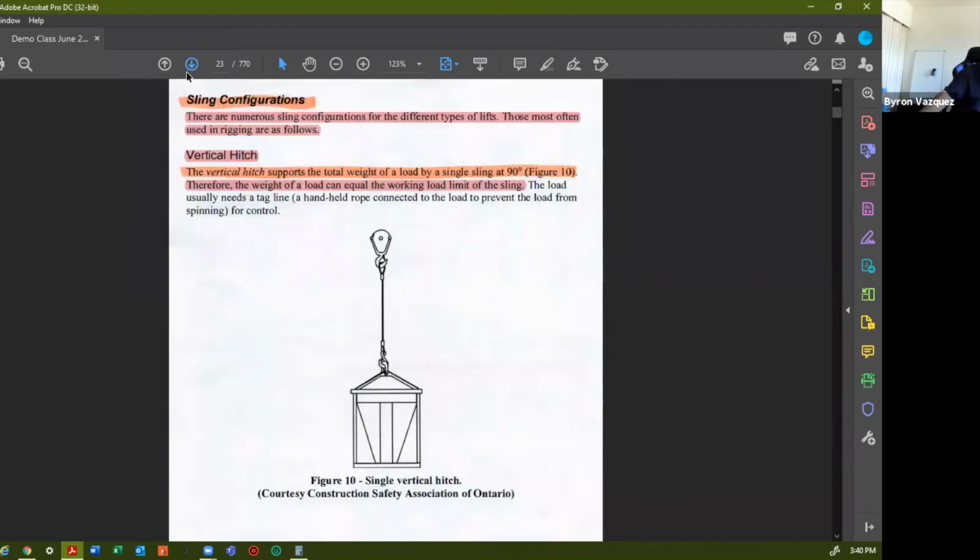Sling configuration. Now that you know some of the different lifting devices, we're going to learn how to apply them. There are numerous sling configurations for different types of lifts. Those most often used in rigging are as follows. This is a vertical hitch. The vertical hitch supports the weight of the load by a single sling at 90 degrees. Therefore, the weight of the load can equal the working load limit of the sling. So this one sling is taking on 100% of the load. If this is 1,000 pounds, you need a sling that is rated for 1,000 pounds, if not more. You don't want to be too close to what you're lifting in terms of weight.